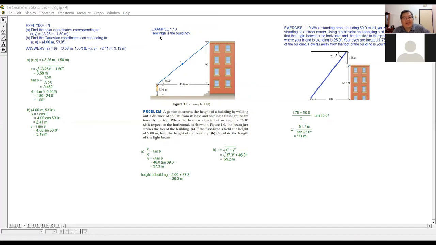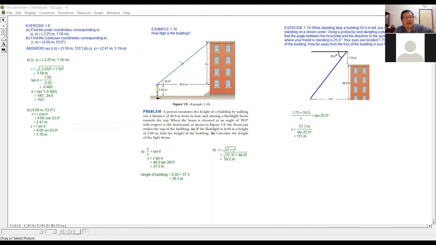Okay, there is a building, right? And how high is this building? A person measures the height of a building by walking a distance of 4.6 meters from its base and shining a flashlight towards the top. The beam is elevated at an angle of 39 degrees. Then if the flashlight is held at the height of 2 meters, that means held above the head.